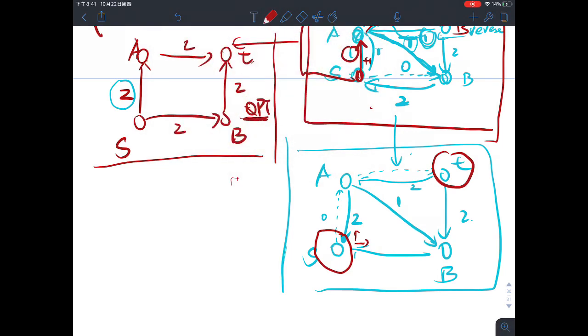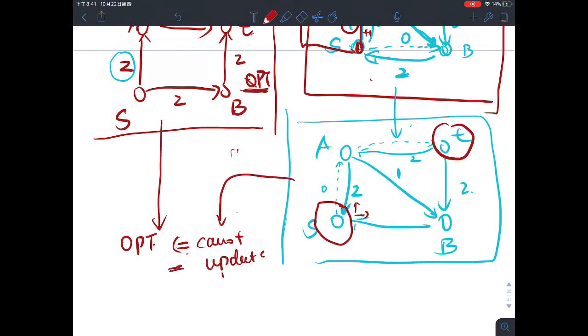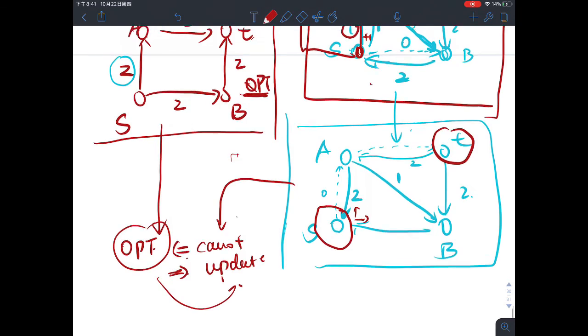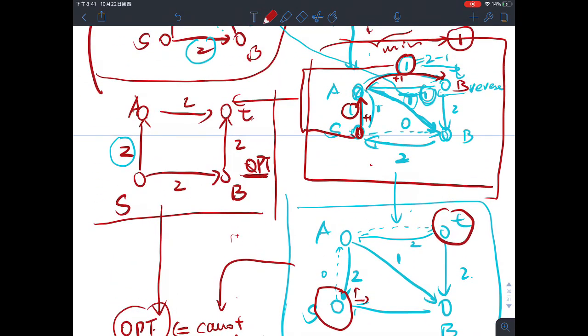So the moral of the story here is that if I look at the original graph and the residual graph, if the residual graph cannot update anymore, that implies that in the original graph the solution we found is also optimum. If it's optimum, then we cannot update anymore, because otherwise it would be a contradiction. So this is an example showing that, so far, our residual graph idea, the notion of introducing the reverse edge, seems to work.